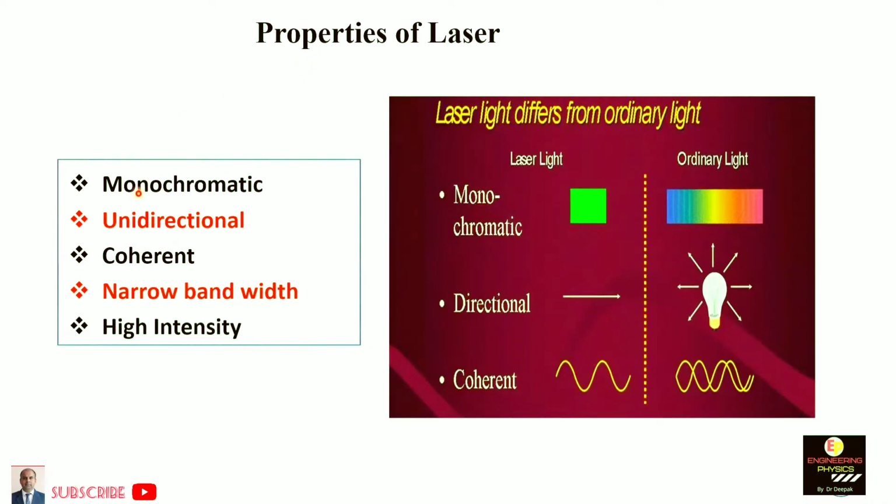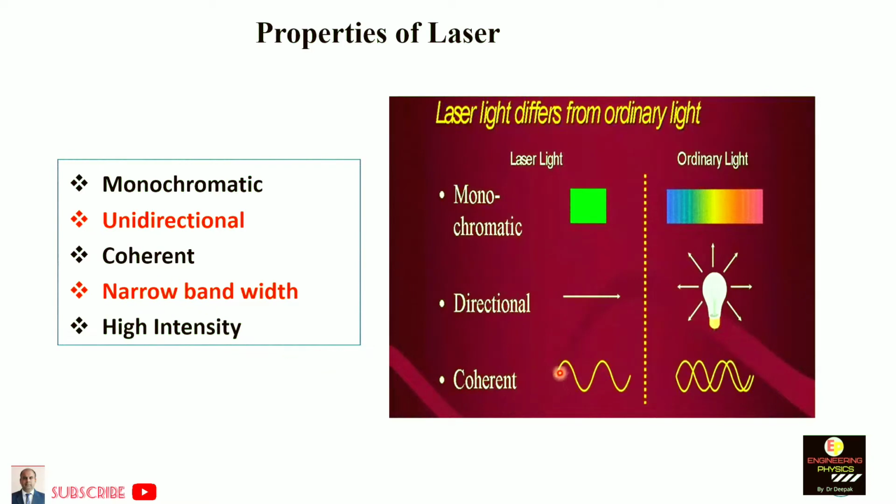Laser is monochromatic. Monochromatic means mono means single, chromatic means color. So it's a single color of light, whereas ordinary light is a combination of multiple colors. Unidirectional: laser light travels along a single direction, whereas an ordinary electric bulb or tube light spreads in all directions.